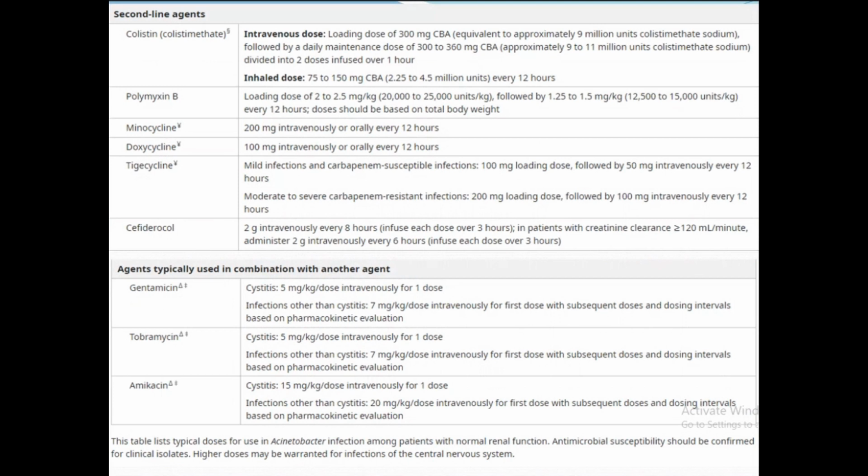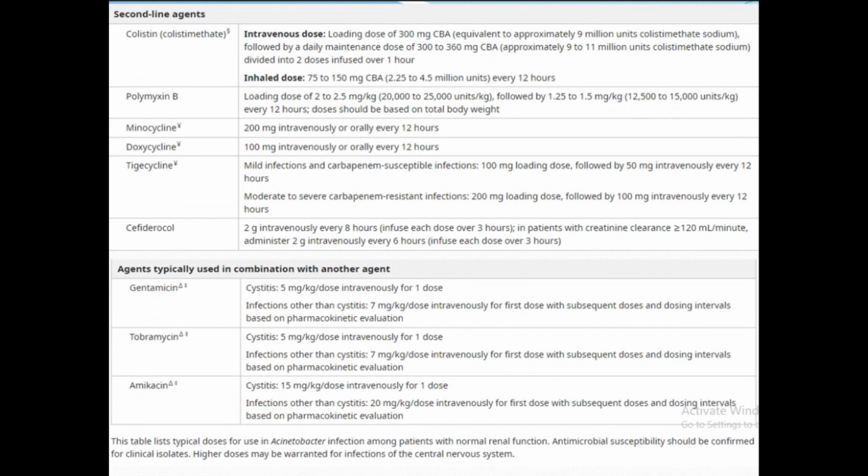So the second line agents directly come up to colistin, polymyxin B, minocycline, doxycycline, tigecycline, and cefiderocol. Cefiderocol is now in the last phase of its trial and still not available in India, but it is available in the US. It has a better response to this MDR Acinetobacter, but unfortunately, we don't have any promising brands that are bringing cefiderocol as of yet. We don't have the information. So we are having colistin and the polymyxins and the tetracycline groups.